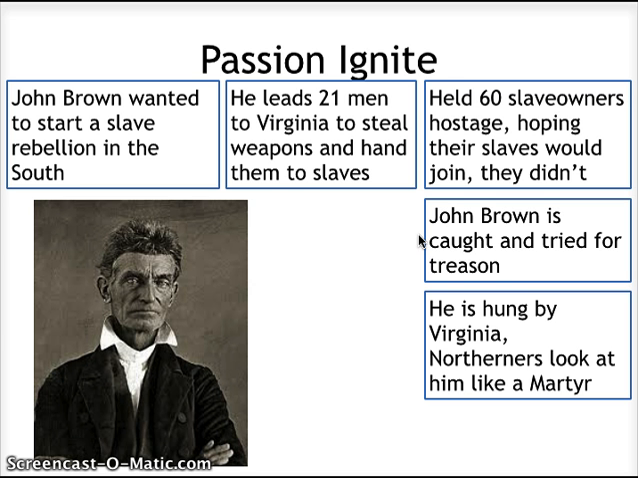And when John Brown is caught, he is tried for treason. He ends up being killed by hanging in Virginia. This sort of, again, ignites this passion with North against South. Northerners look at John Brown as a type of martyr. A martyr is someone who has died for a great cause. The South, of course, is sort of happy that this has happened.